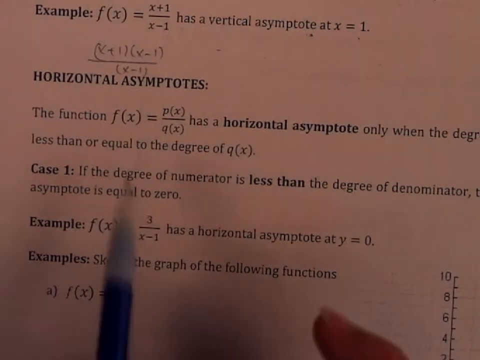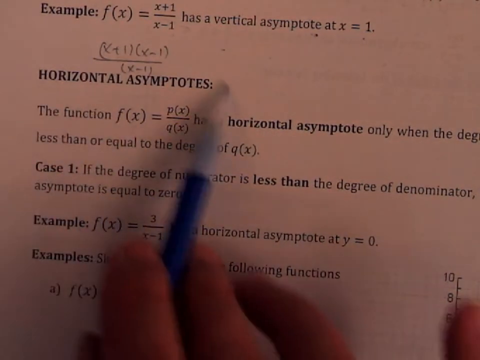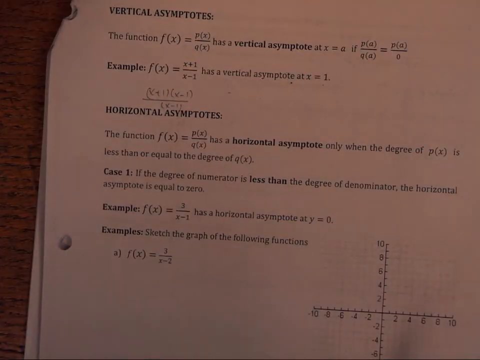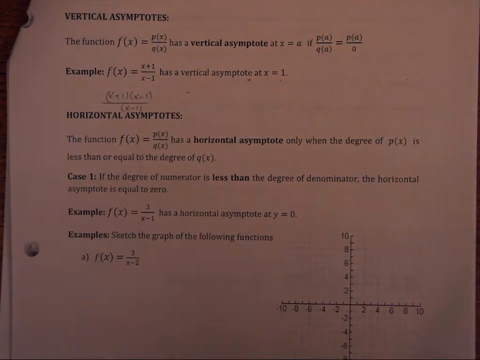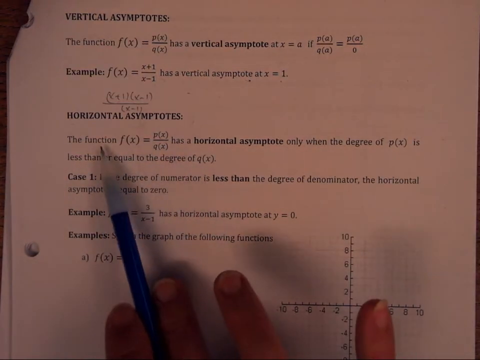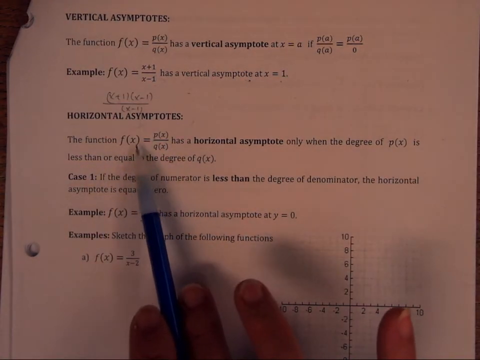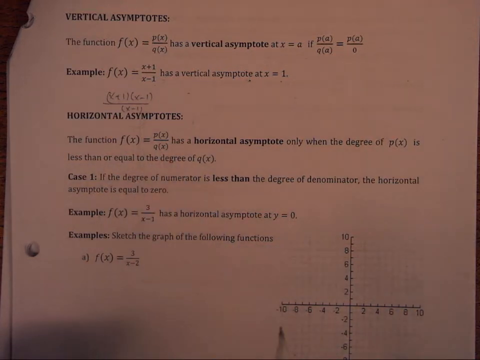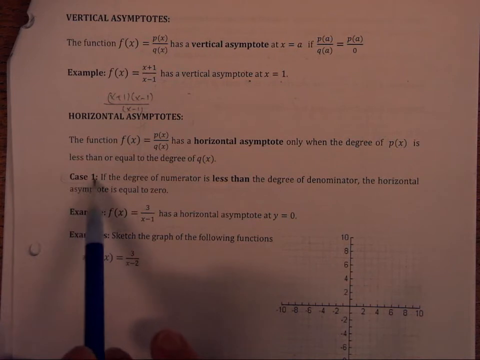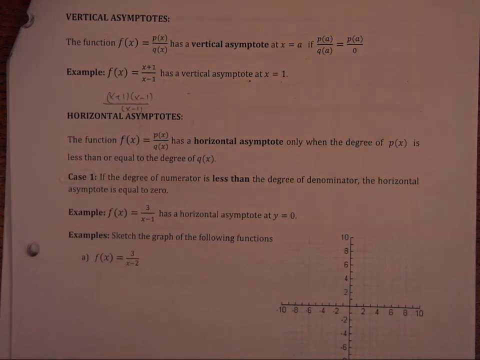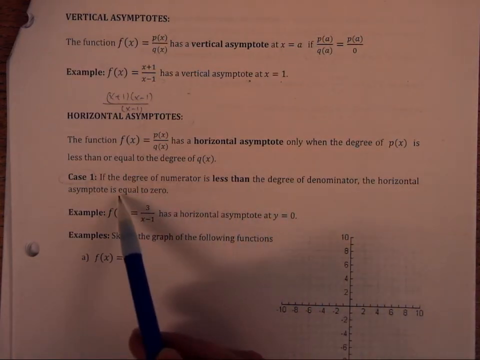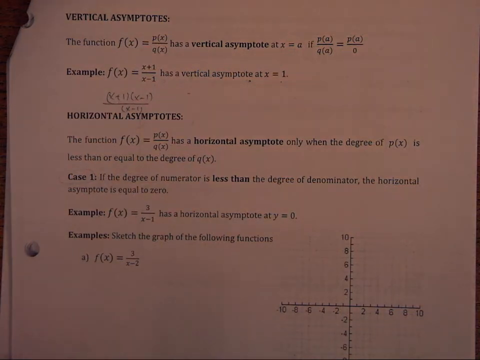Okay. So the function f of x, now we are going to look at the horizontal asymptotes. For horizontal asymptotes, we have 3 cases. Okay. Now please pay attention. So let's say we have again a rational function p of x over q of x. For case 1, if the degree of the numerator is less than the degree of the denominator, there is a horizontal asymptote at y equals 0.